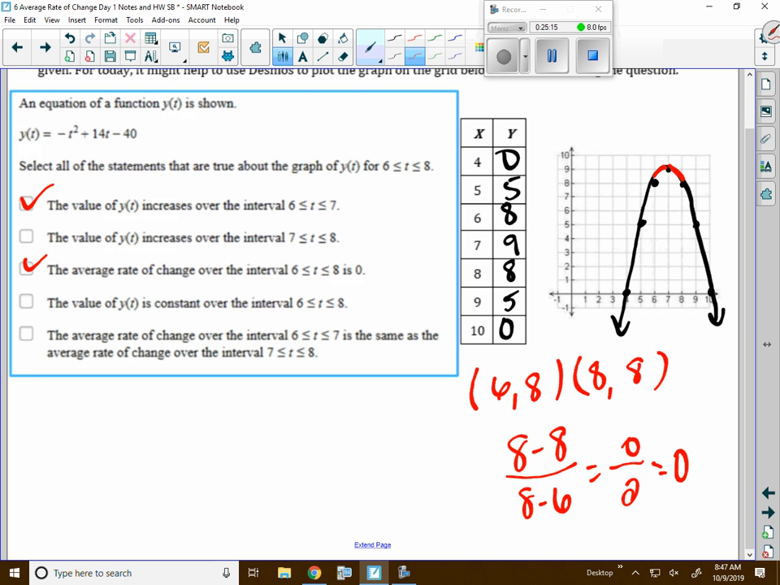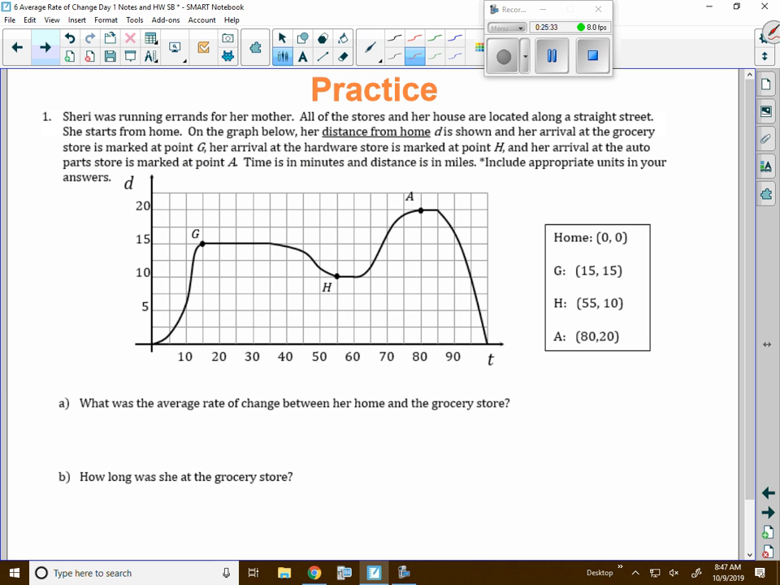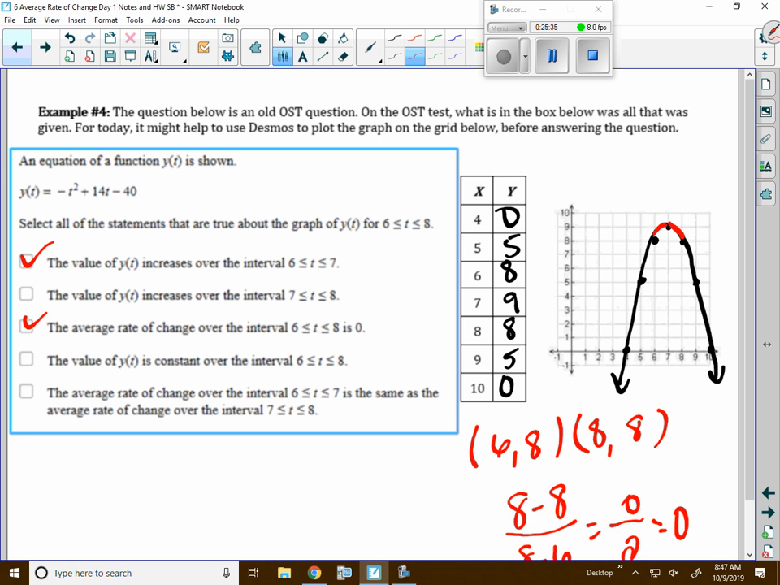Last one. The average rate of change from 6 to 7 is the same as from 7 to 8. You just told me the answer, right? Is it the same from 6 to 7 and 7 to 8? No, because one of them is positive, one of them is negative. So only these two will be the ones to check. I believe the rest is practice. So go ahead and get started on the practice.